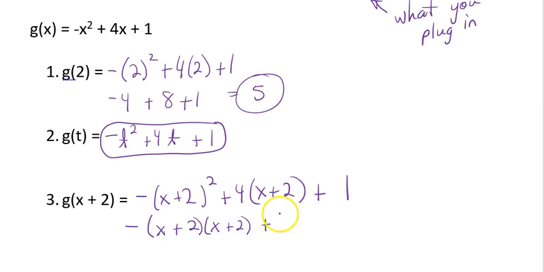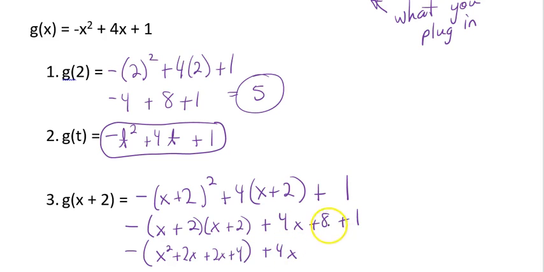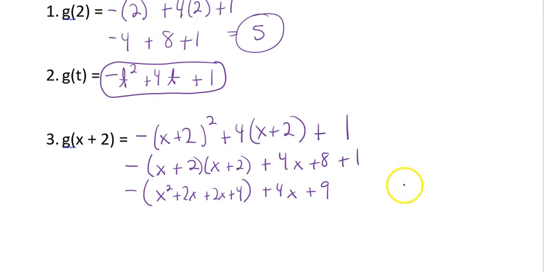I can go ahead and distribute over here and get 4x plus 8 and bring down my plus 1. But I'm still not ready to take this negative through. I need to multiply these out and get x squared plus 2x plus 2x plus 4. Then bring the 4x down. I can actually add the 8 and the 1 if I want to and say plus 9. Now I can take my negative through and have negative x squared minus 2x minus 2x minus 4. Bring down the 4x plus 9.